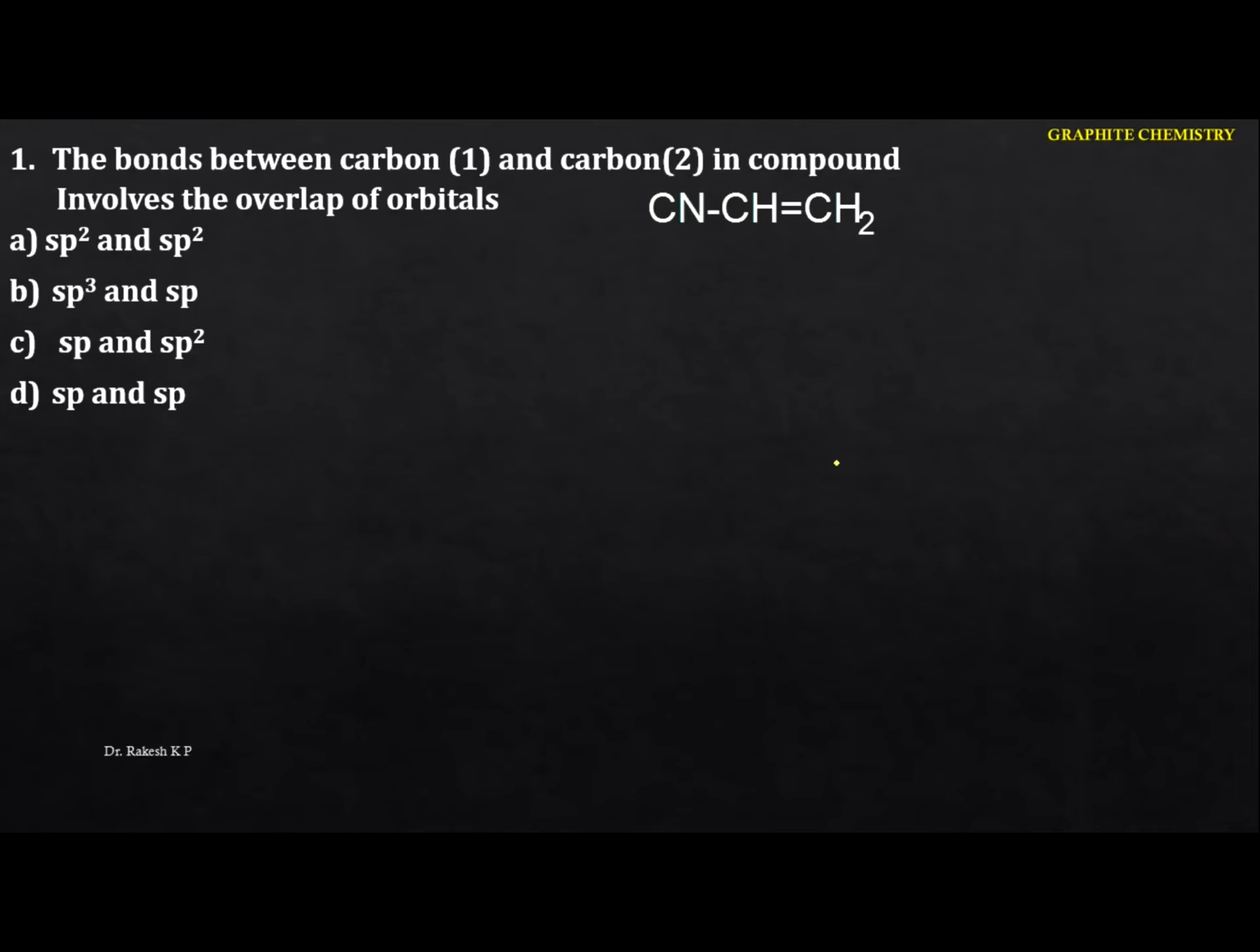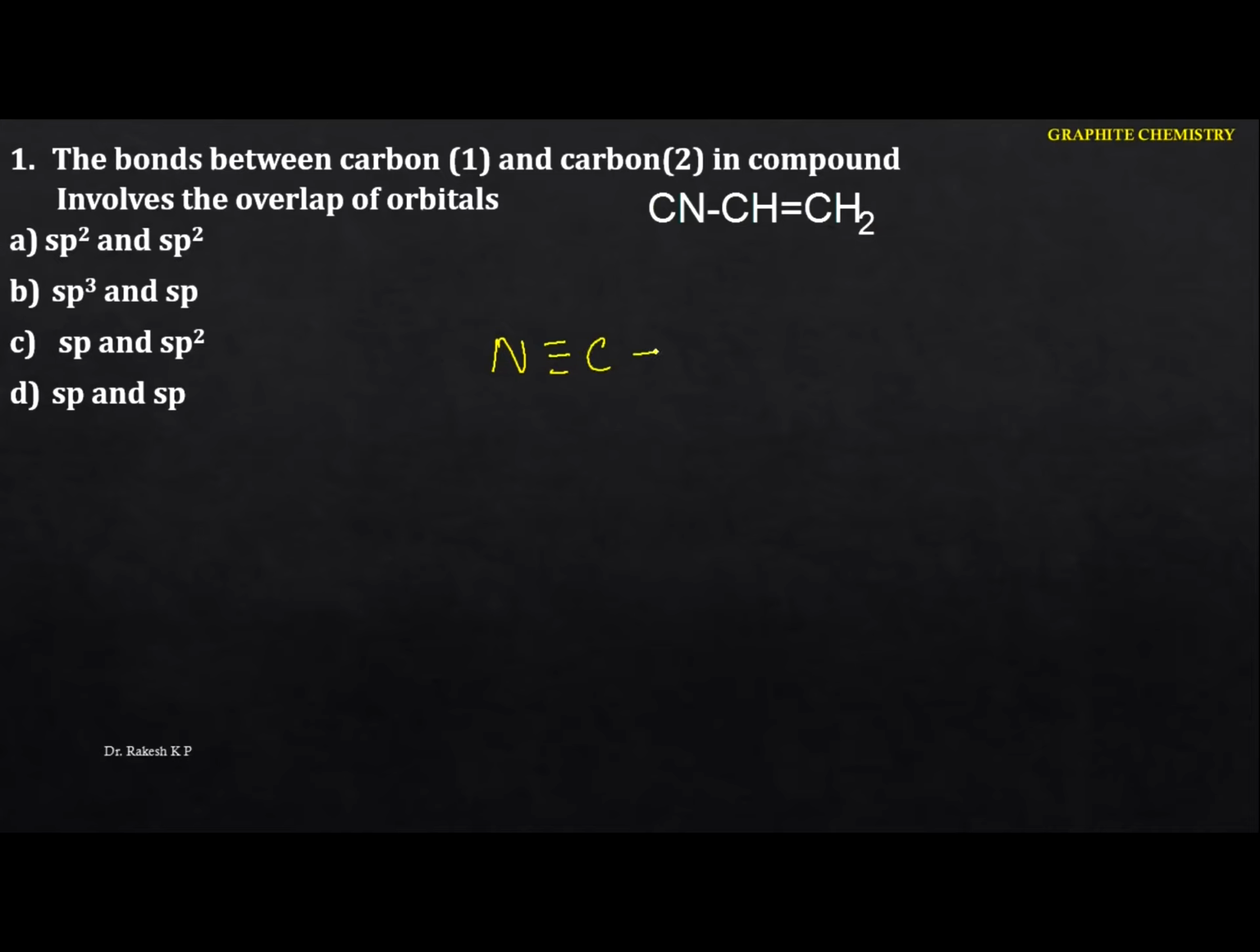The bond between carbon 1 and carbon 2 in the compound involves the overlap of which orbitals? So we have to identify the hybridization of carbon 1 and carbon 2. They are given this compound here, so let me write the structure of that compound.